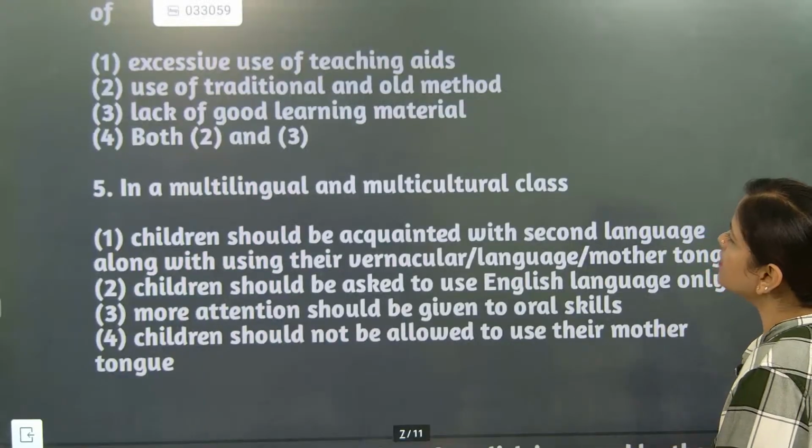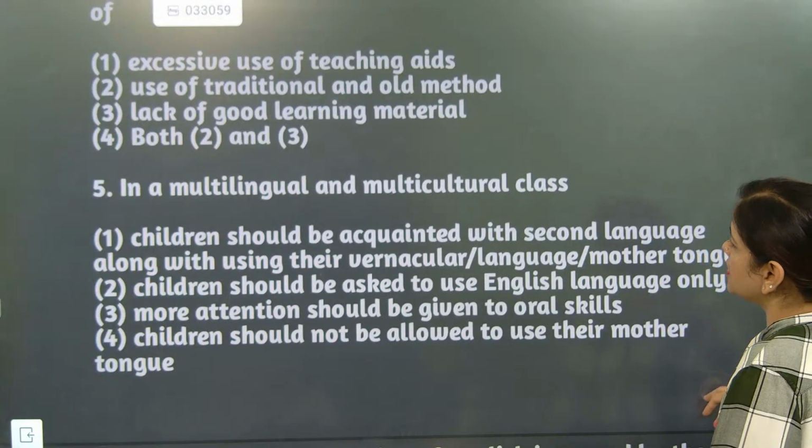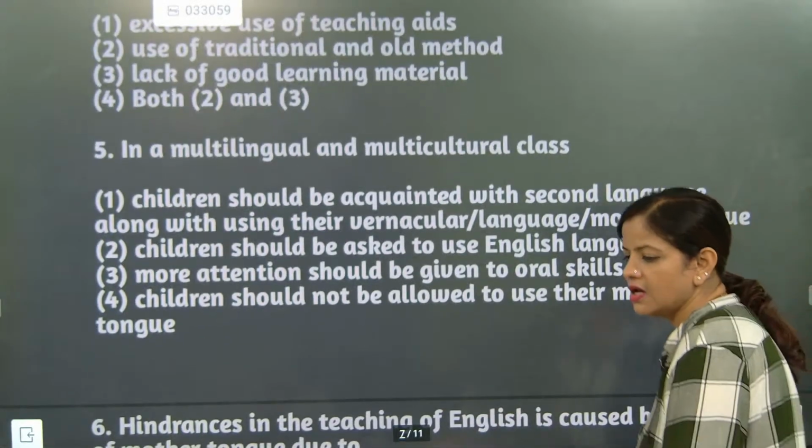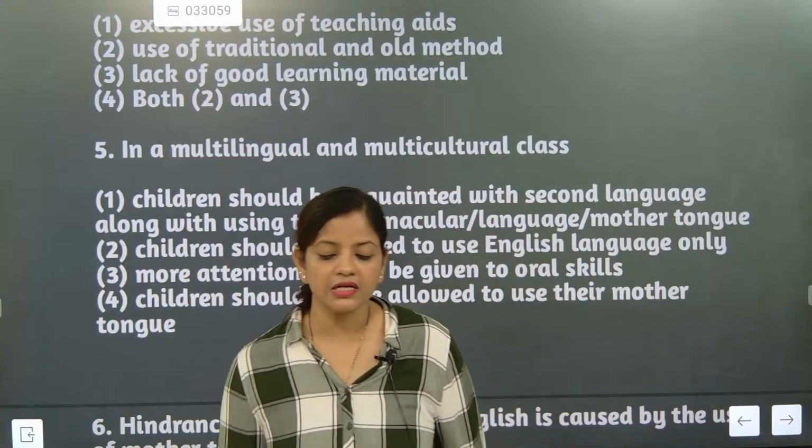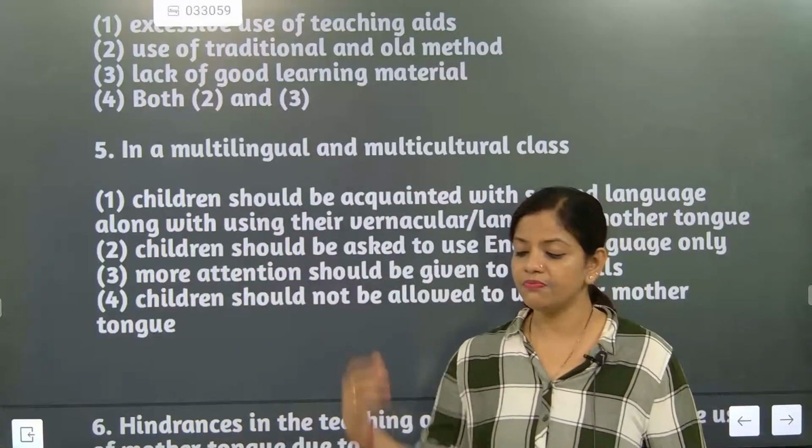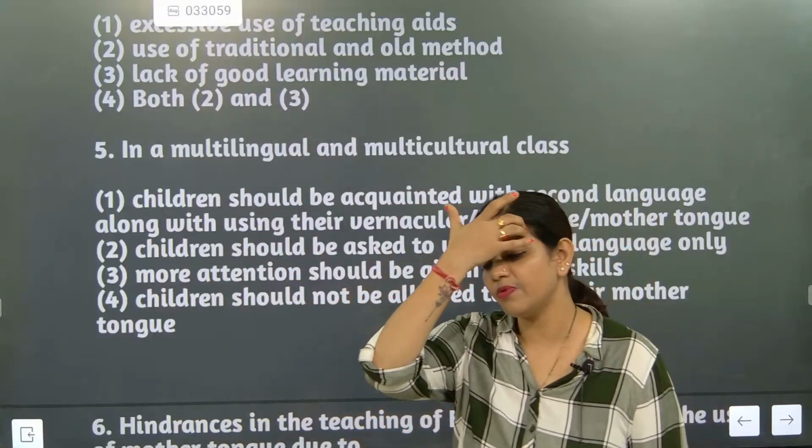In a multilingual and multicultural class, what all things are happening? A multilingual and multicultural class means a class where students are using very different types of languages.